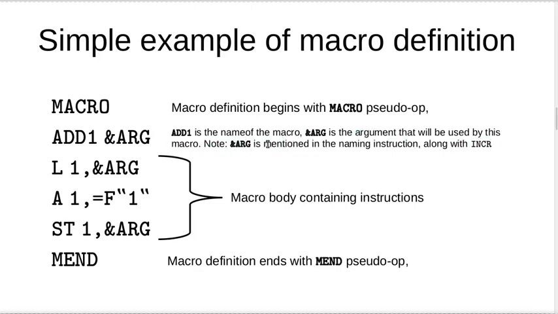So &arg is mentioned in the naming instruction, that is, in the second instruction along with add1. Please excuse me, this won't be ins here, this will be add1, right? Okay, right. So when we are done with the first two instructions, macro and add1 &arg, we have to go into the body of the macro, right?